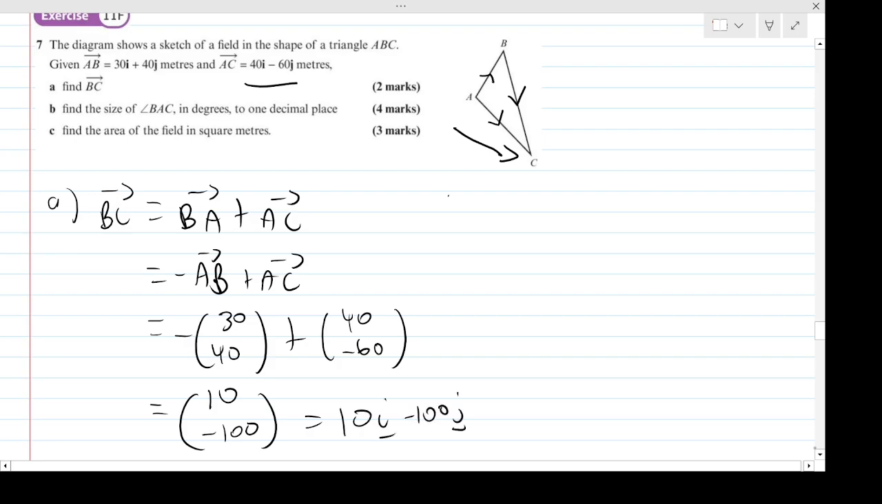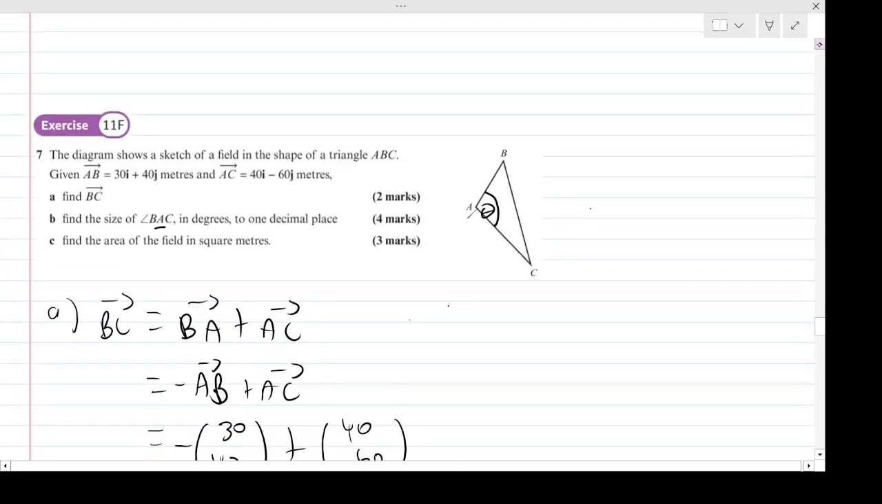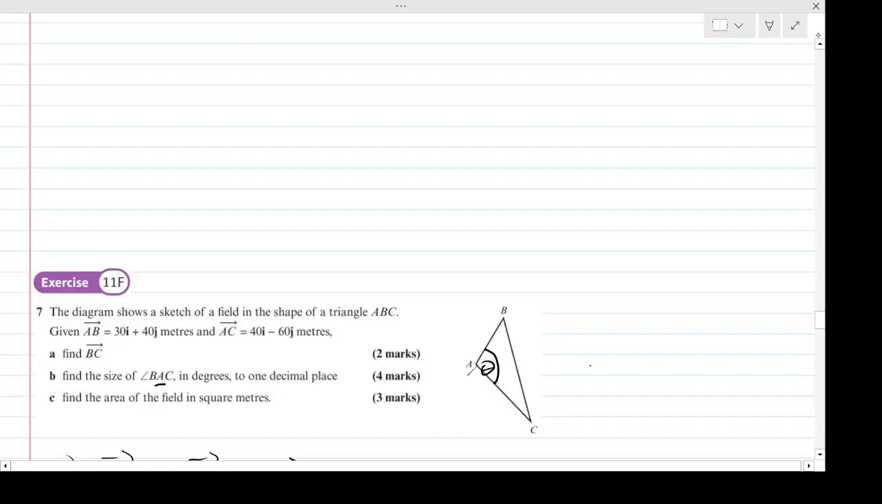And there we are. Okay, then for part B it says find the size of angle BAC. So the angle is at A because A is in the middle, so I'll call that theta. Well, again, we're in the position where we know the vectors for all three sides, AB, BC, AC. What we can do then is find the magnitude of all the vectors to find the length of all the sides. I'll do it up here then. So for part B, we're going to find the length of all the vectors. So firstly, AB is the vector 30, 40.